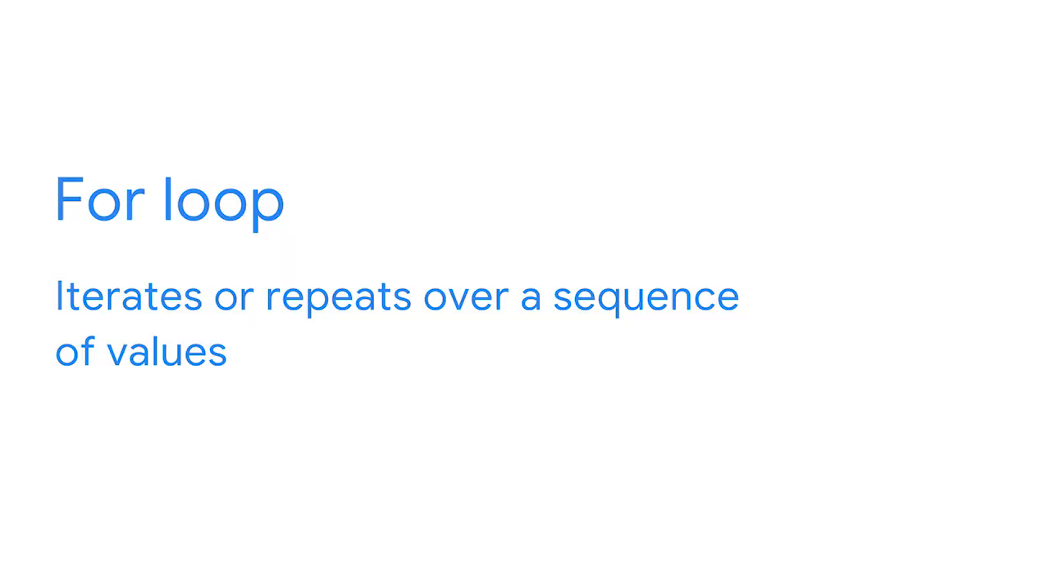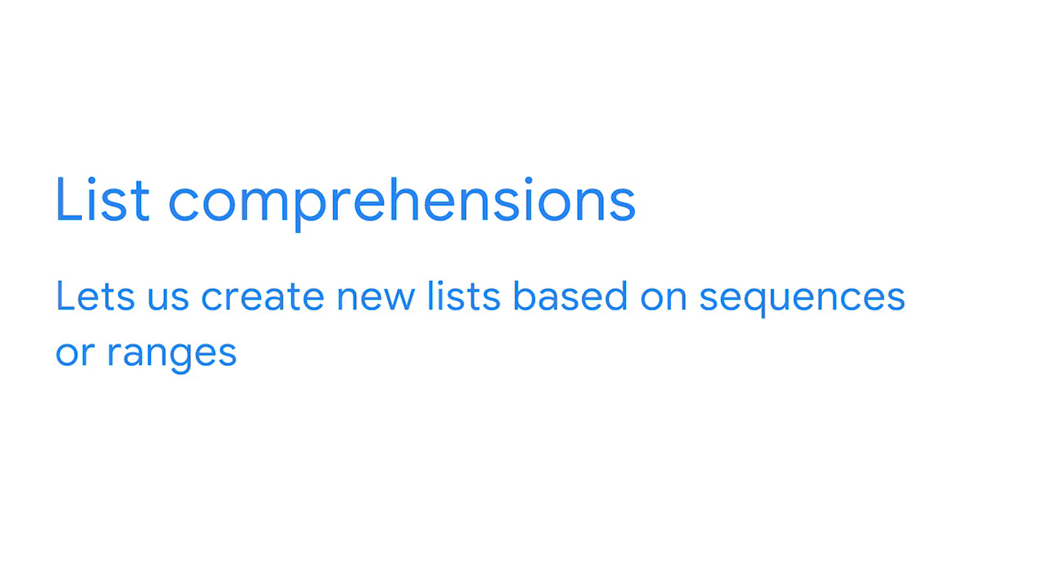In this video, we're going to talk about when to use a for loop and when to use a list comprehension. But first, a quick review. We said a for loop iterates or repeats over a sequence of values like numbers, letters, and so on. A list comprehension lets us create new lists based on sequences or ranges. It's basically a shorthand way to build a new list based on the contents of an existing list. The list comprehension has the for loop, the conditional, and builds the list all in a single line of code.